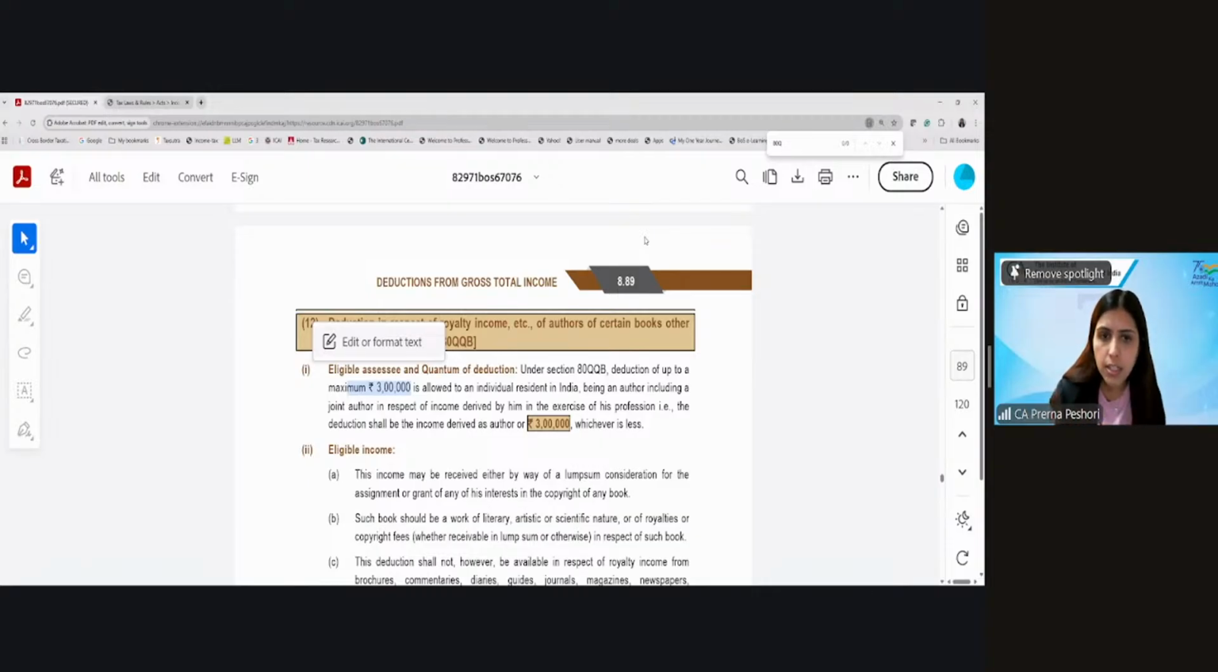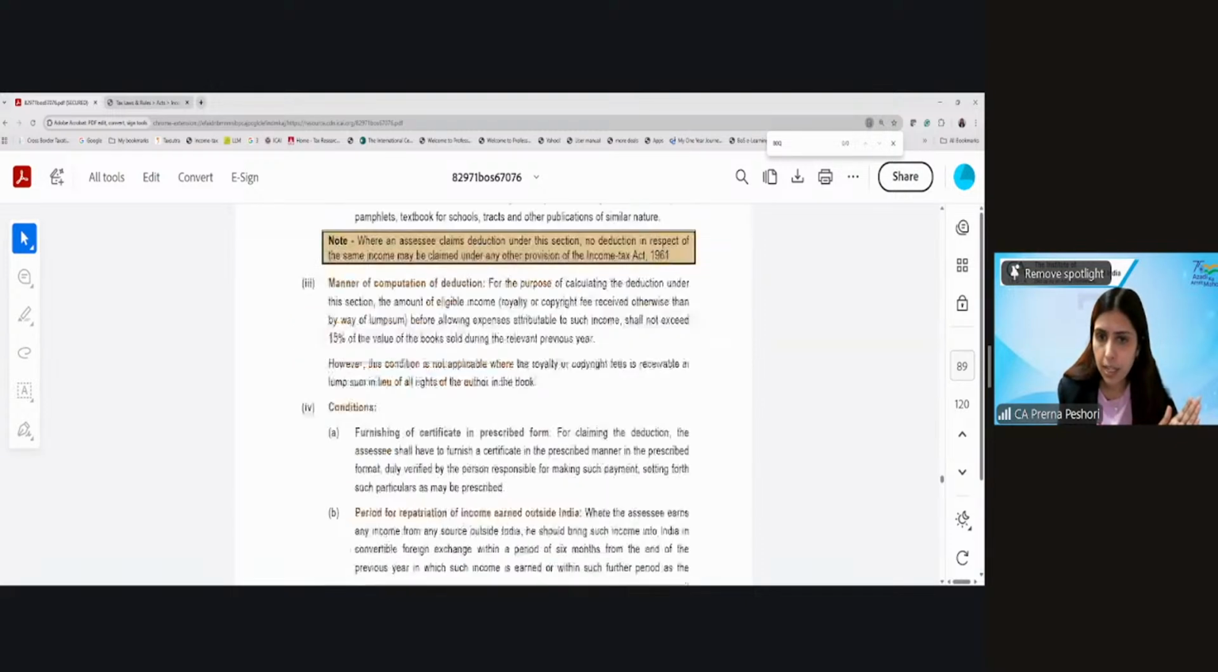Clear? Any questions, any doubt with respect to this? Very simple. And this is only available to a person who is resident in India. If the royalties are earned from outside India, the income has to be repatriated within the 6 months period.